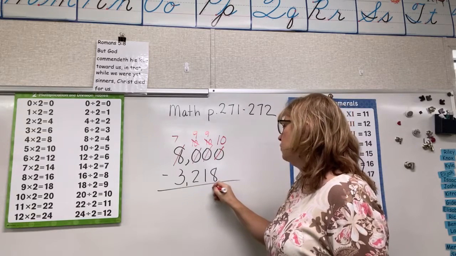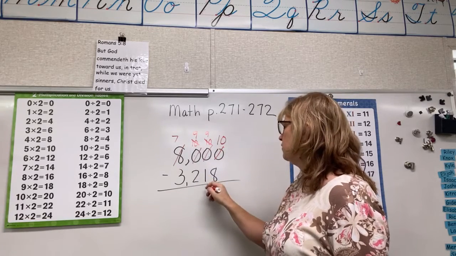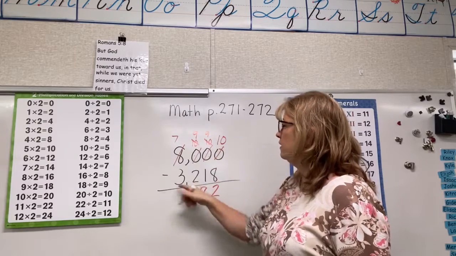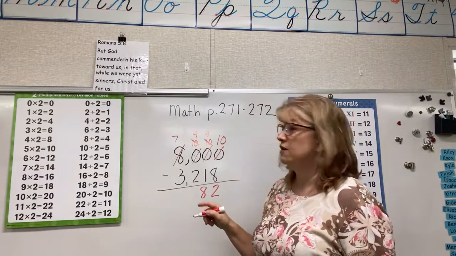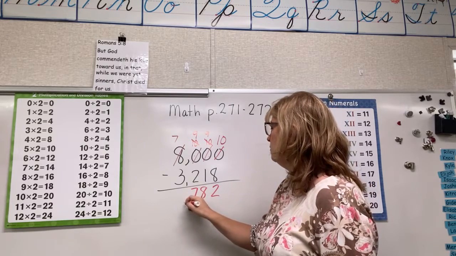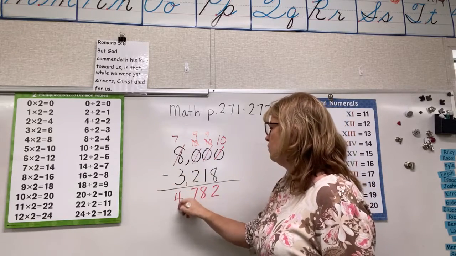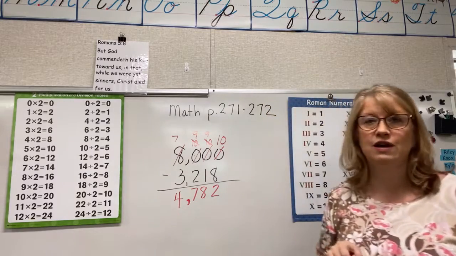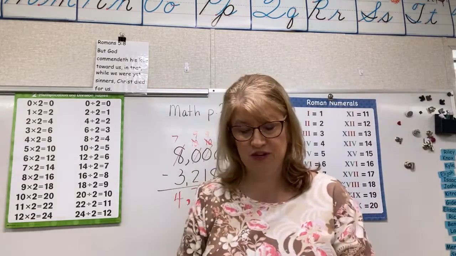10 minus 8 is what? 2. 9 minus 1 is what? 8. See if you can say it faster than I say it. 9 minus 2 is 7. Put down that comma. 7 minus 3 is 4. The answer is 4,782.